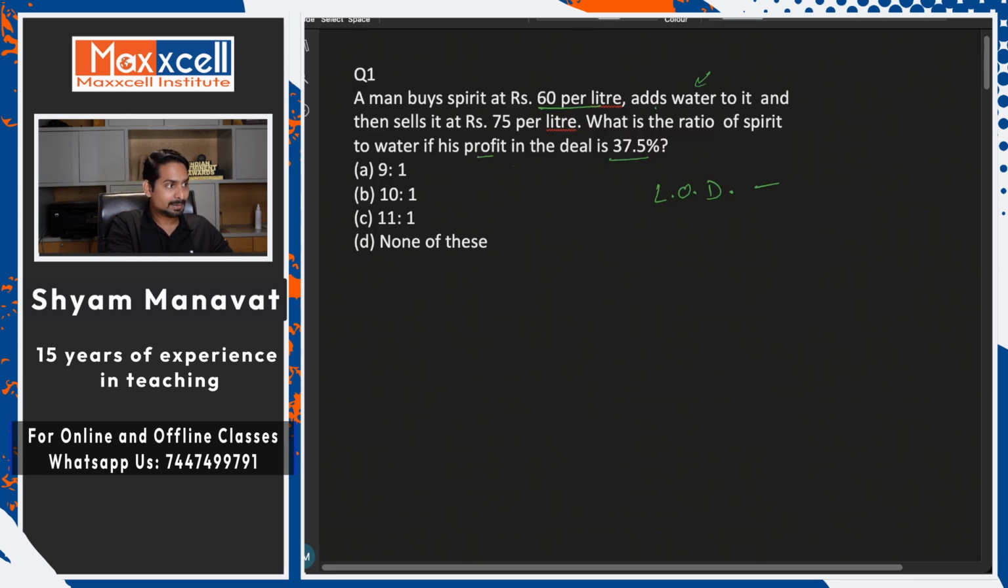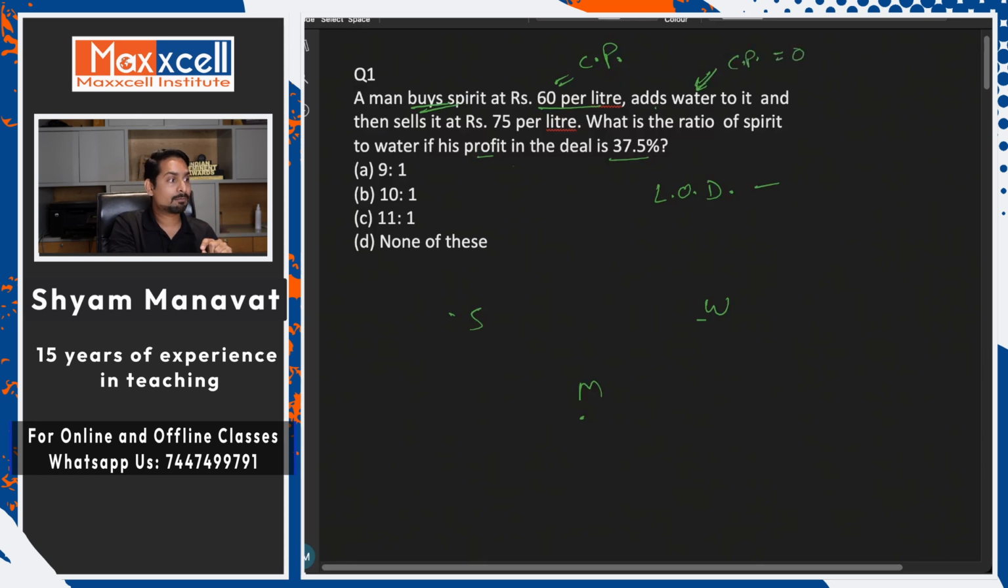Now, in lecture number 2 of mixtures and solution, we have discussed that the cheaper, dearer and the mixture, all 3 of them should be in the same term. As in, if he is buying the spirit at 60 rupees per liter, this 60 rupees is nothing but the cost price for the spirit, right? He is adding water where there is no mention of water cost. So we have to take the water cost to be 0. So cost price is 0 for water.